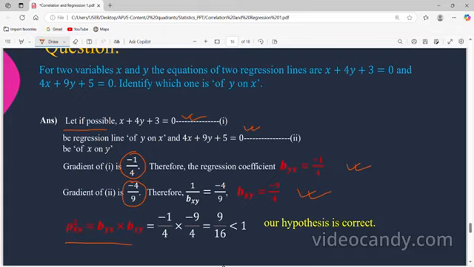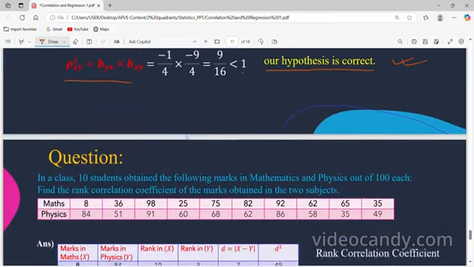Here also we got 9 by 16, that is less than 1. That means our hypothesis is correct. Whatever assumption we took is the correct assumption. So we can say yes, the first equation is y on x and the second equation is x on y.